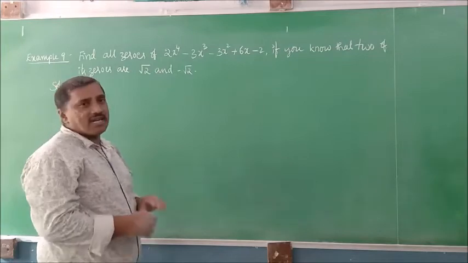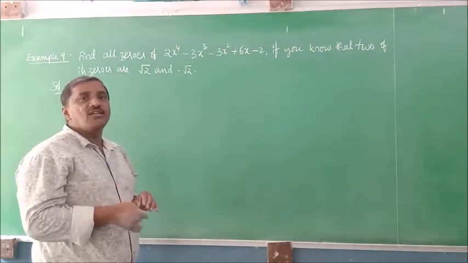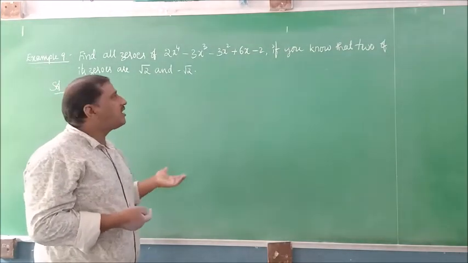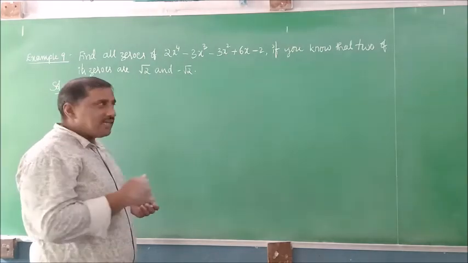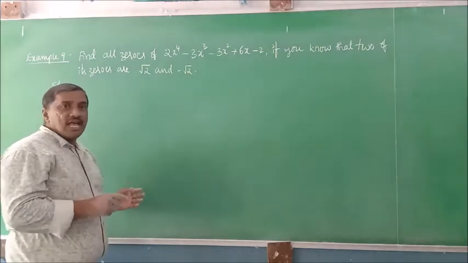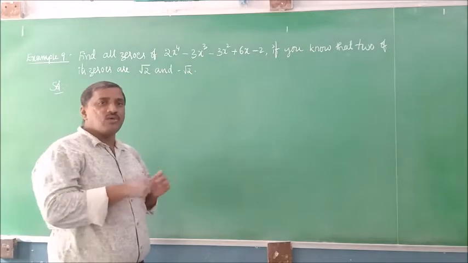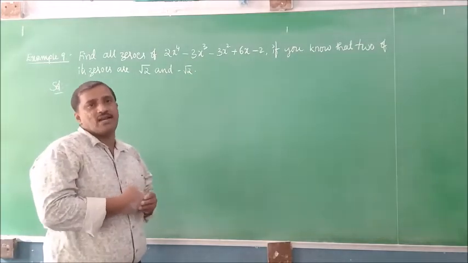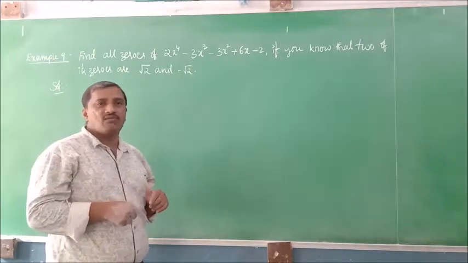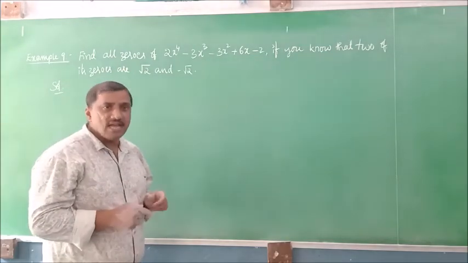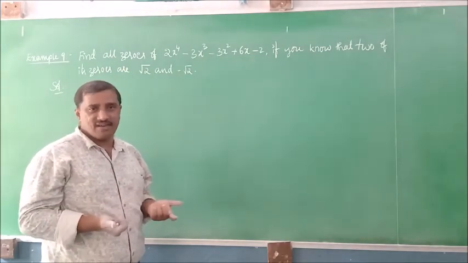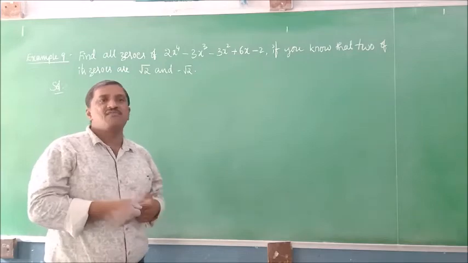And 2 zeros are given. So still we need to find the 2 more zeros. How to find 2 more zeros? We will discuss. In the last class we studied, if alpha and beta are the 2 zeros of a quadratic polynomial, then x minus alpha and x minus beta are the factors. They are the factors. Is it clear? By using the factor theorem.